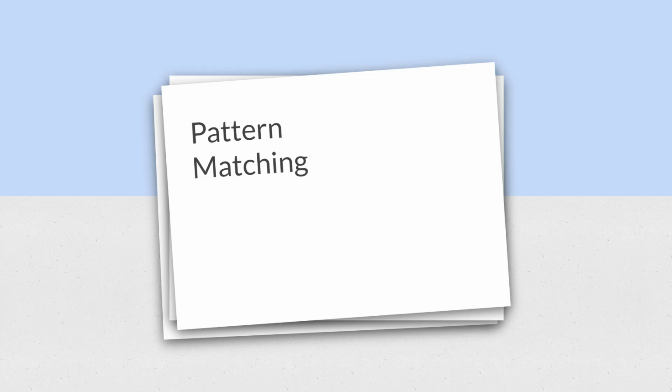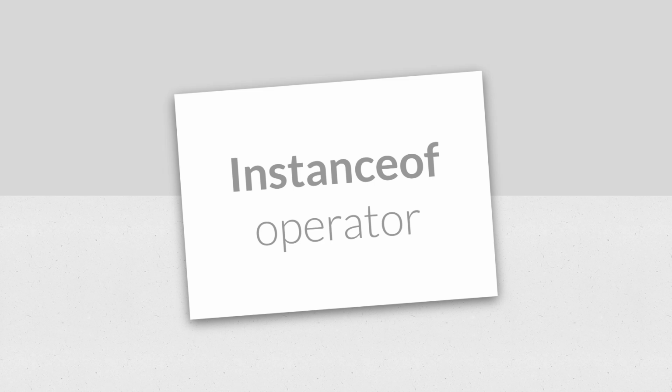For example, if there's a person object and two subtypes of it called student and employee, you can check if the person is a student, and if so, extract their marks. If not, that is, if the person is an employee, extract their salary. This can be implemented using the instanceof operator, then it would look like this.